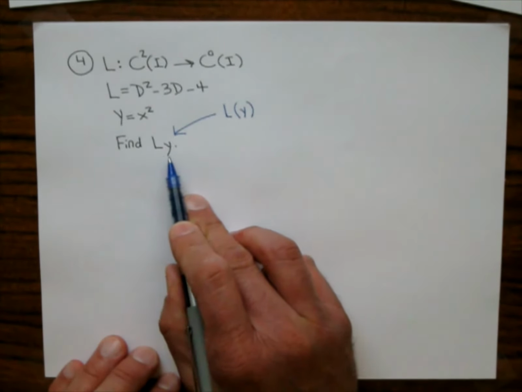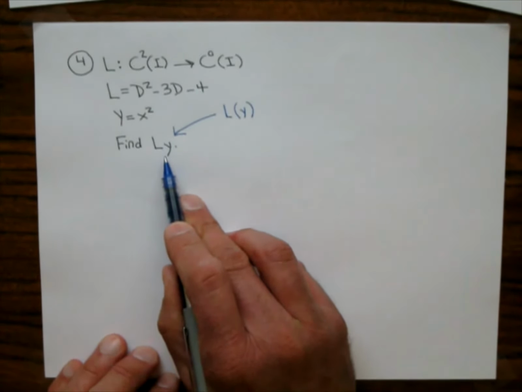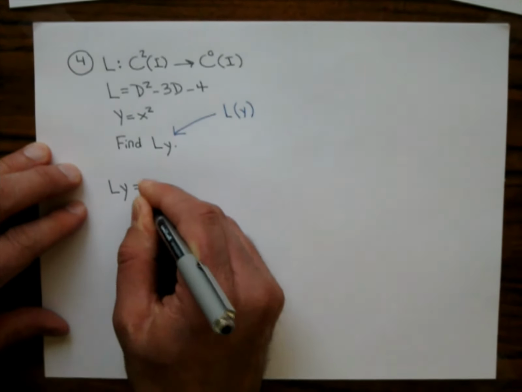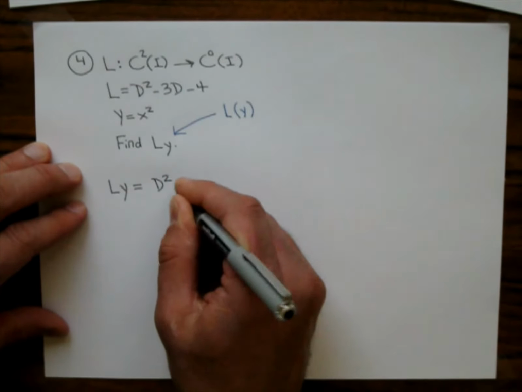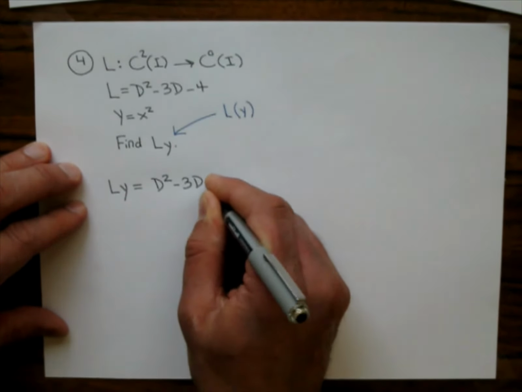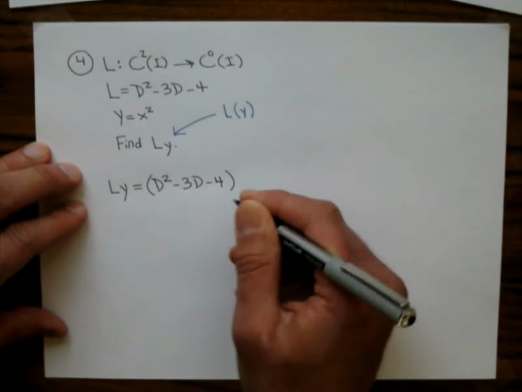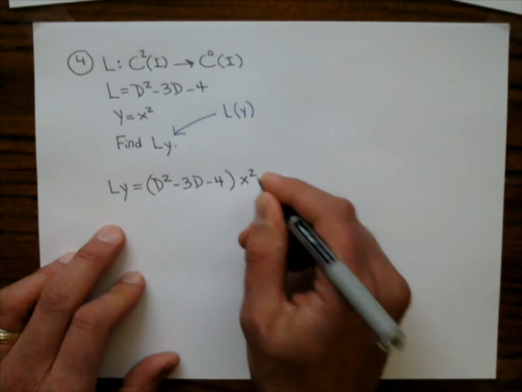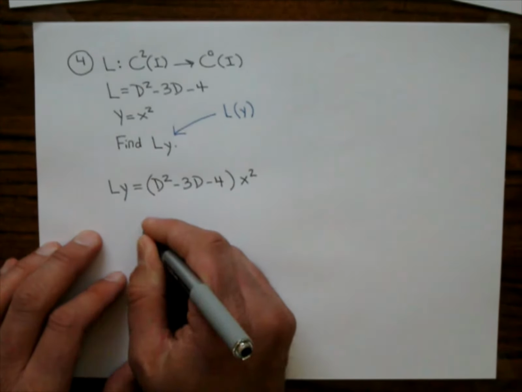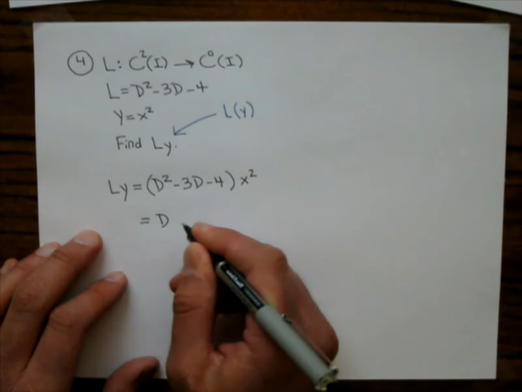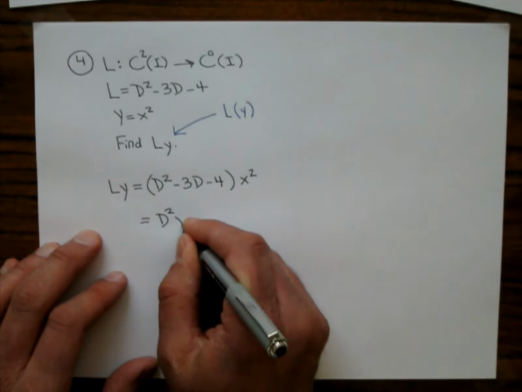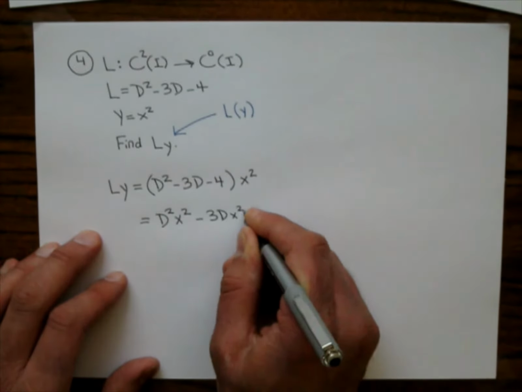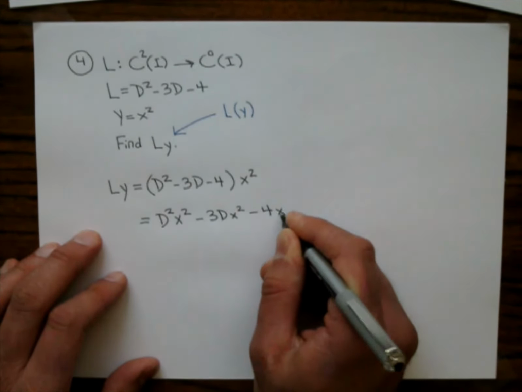So this notation is the notation that they use sometimes with these linear transformations. And all it means is this: L is d squared minus 3d minus 4. That is going to operate on y, which is just an x squared. Okay, so let's go ahead and distribute. We have d squared x squared minus 3d x squared minus 4 x squared.